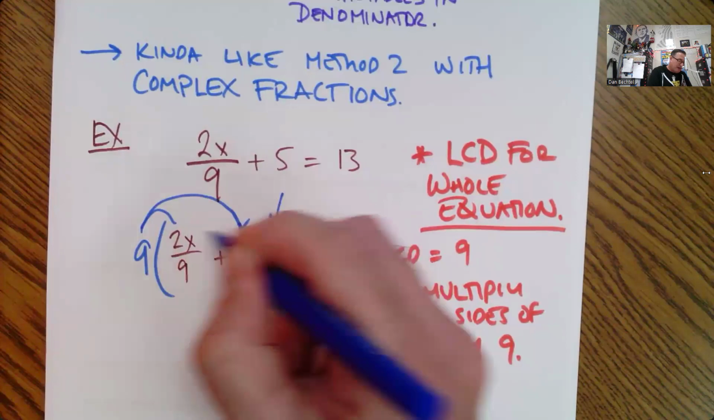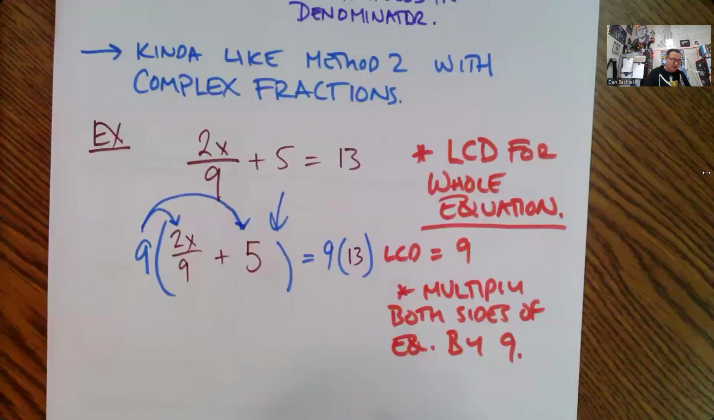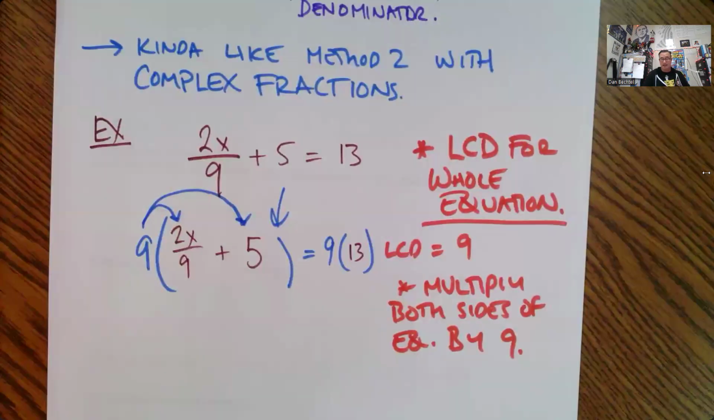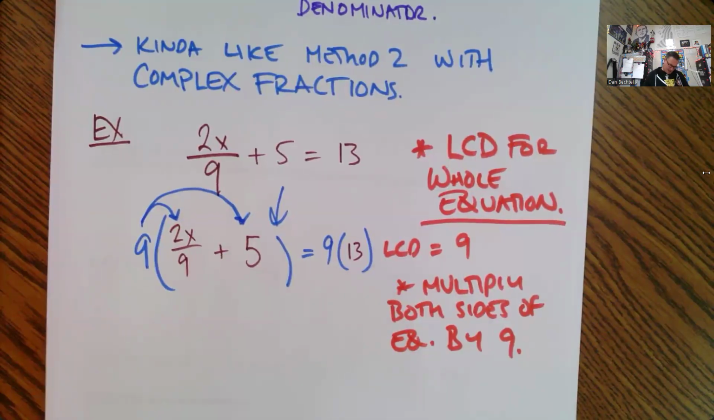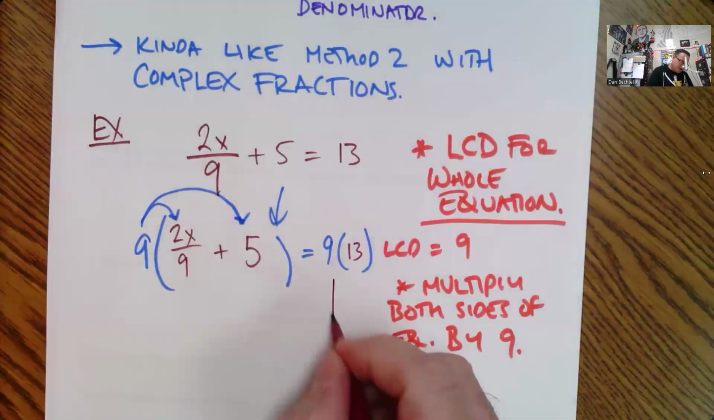So here, if I multiply the 9 times the 13, then when I'm looking at something like this, I'm going to be getting 117. So this will be 117.